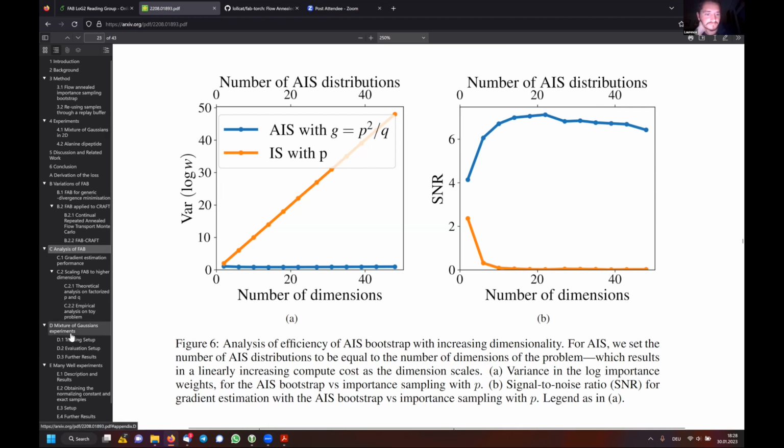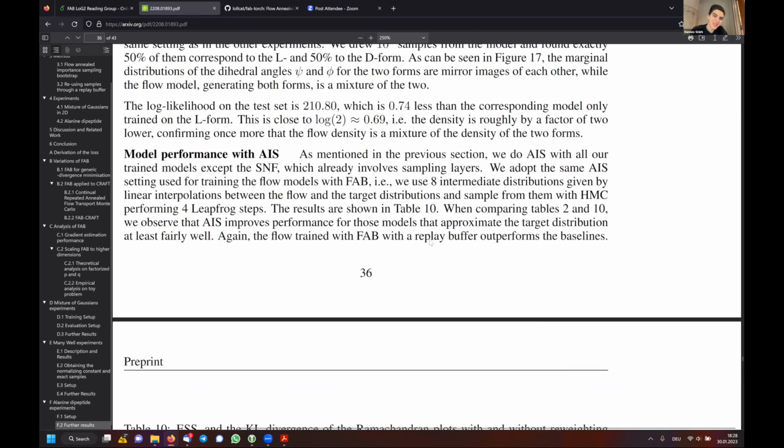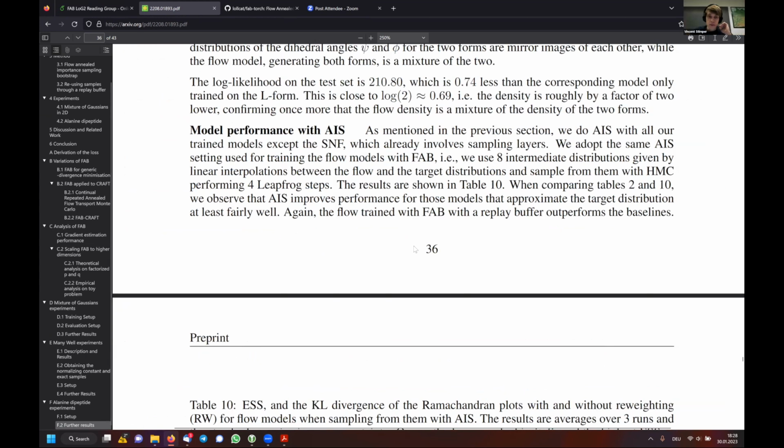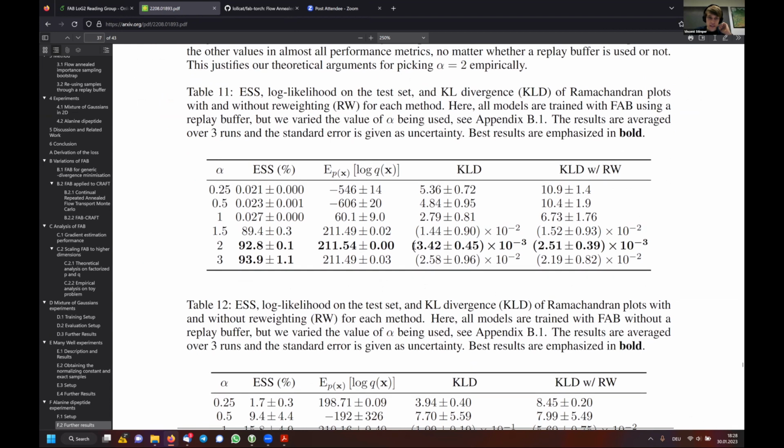Nice. Cool. I maybe have some other questions, but maybe to just close this case off with the different values of alpha, I think this should be here, right? So here alpha equals 1 should be the forward KL divergence. And this is all estimated using samples from the flow, with annealed importance sampling and everything. I think also using the replay buffer, if I'm not mistaken.